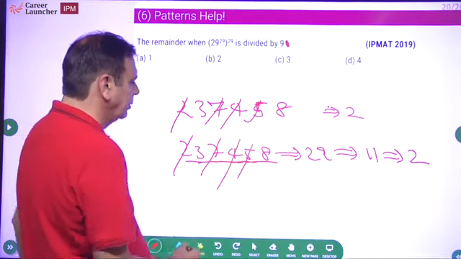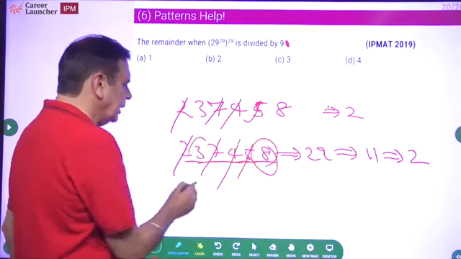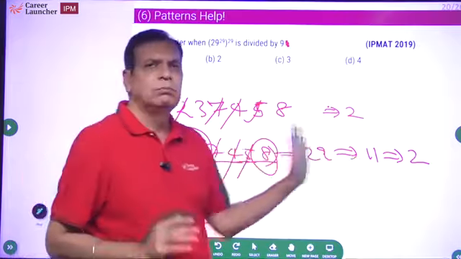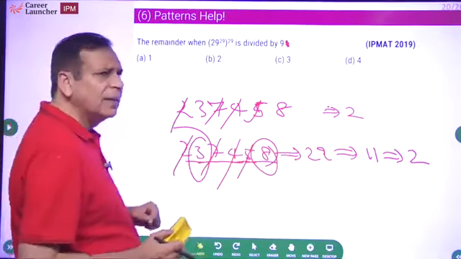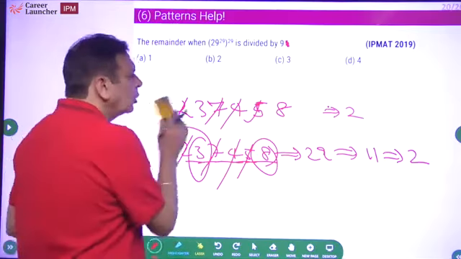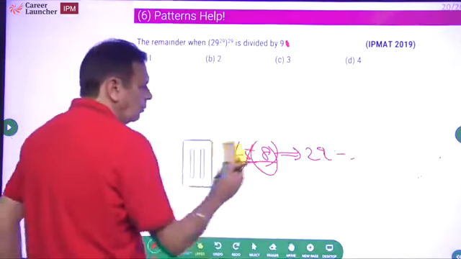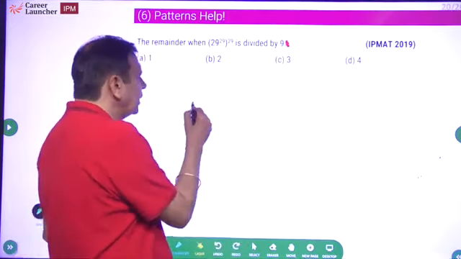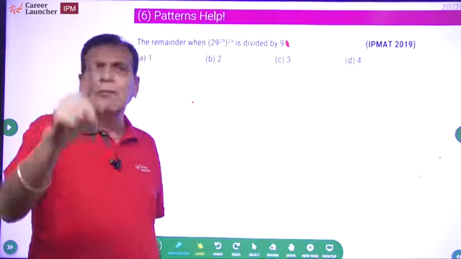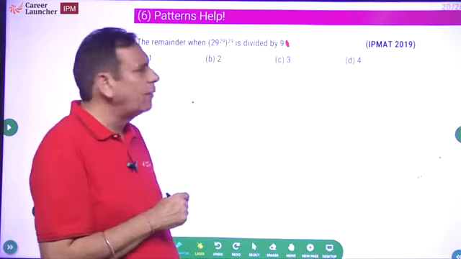So remove all the 9s. What is left? 8 and 3, 11. 11 means 2. Simple. Now, by the way, if you divide this number by 9, you will get a remainder of 2. The thing you need to know, which you would have studied in school when you studied divisibility rules, is that the digit sum you get is the remainder on dividing by 9.